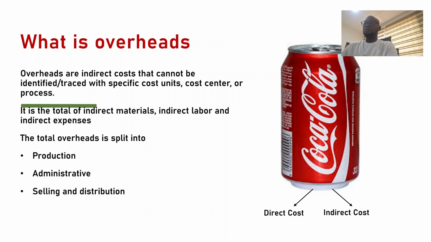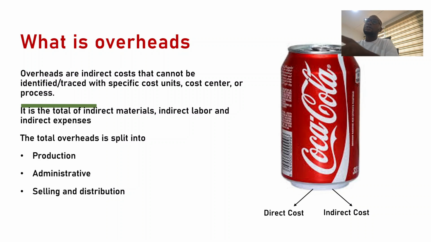Let me give you an example. Electricity. In the production of several products of the Coca-Cola company, like Coca-Cola, Sprite, Fanta, and the rest, electricity is used. The electricity is used in the production of the varieties of Coca-Cola products. So all the products of the Coca-Cola bottling company gain from electricity usage. So electricity can become an overhead, and that is an indirect expense.